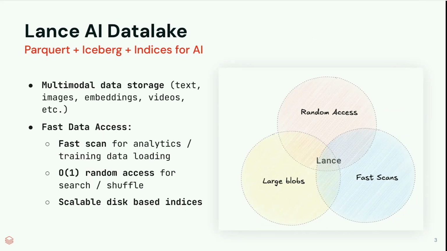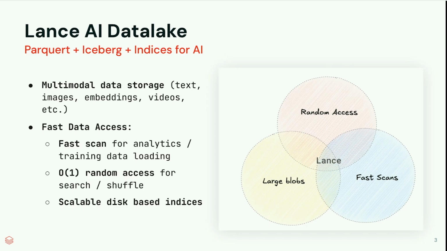And that's why we come up with the solution called Lance AI Data Lake. It's kind of like Parquet plus Iceberg plus indices, but built for AI from day one. We tried to use Parquet and Iceberg in the beginning to solve the problems that we face in AI workloads. However, we shortly found that it's heavy lifting for Parquet and Iceberg. We have to do a bunch of modification on top, but the performance is not meeting our expectation. That's why we try to build everything from the ground up.